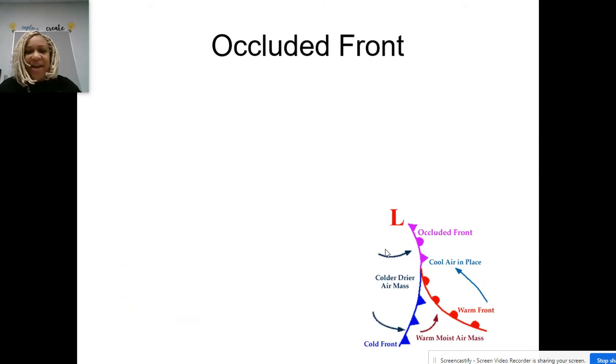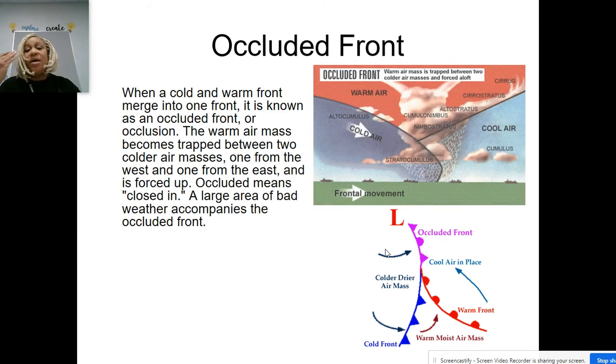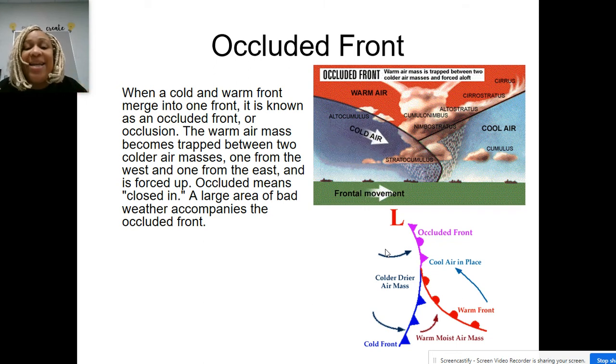All right. And right here is an occluded front. Now, the difference between an occluded front and a stationary front is that a stationary front is not moving. But an occluded front is when a cold and warm front merge or converge into one front. It is known as an occluded front or an occlusion. The warm air mass becomes trapped between two cold air masses, one from the west and one from the east, and is forced up. Okay. Occluded means closed in. A large area of bad weather accompanies the occluded front.